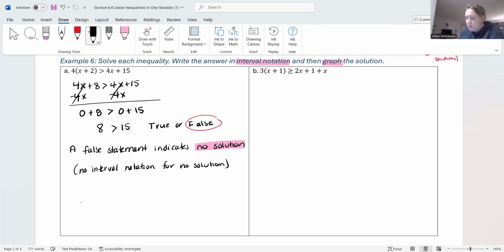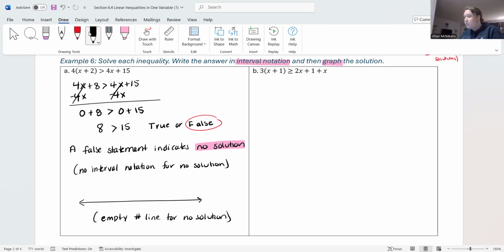All right. And then if we were to graph it, we would just do a naked empty number line. So I'm going to put empty number line for no solution. The good news is if you have an inequality where there's no solution, it's pretty easy because there's no interval notation. There'd be no set builder notation, and then the graph is just a naked empty number line.